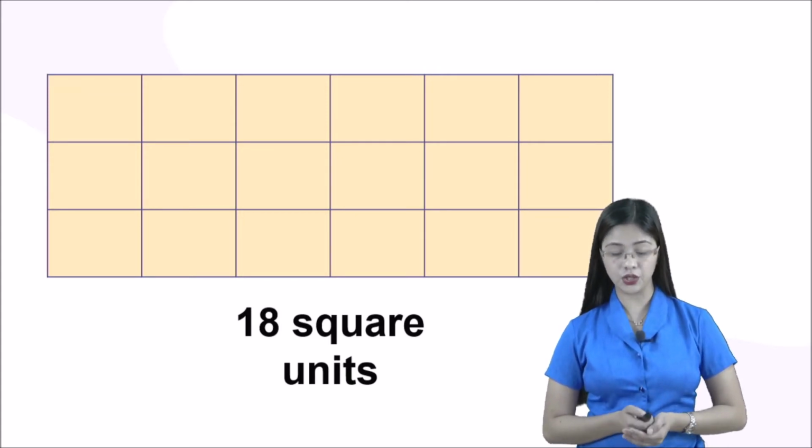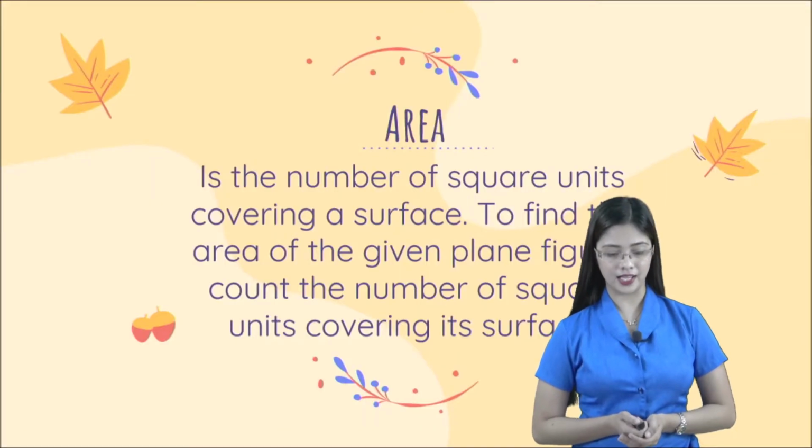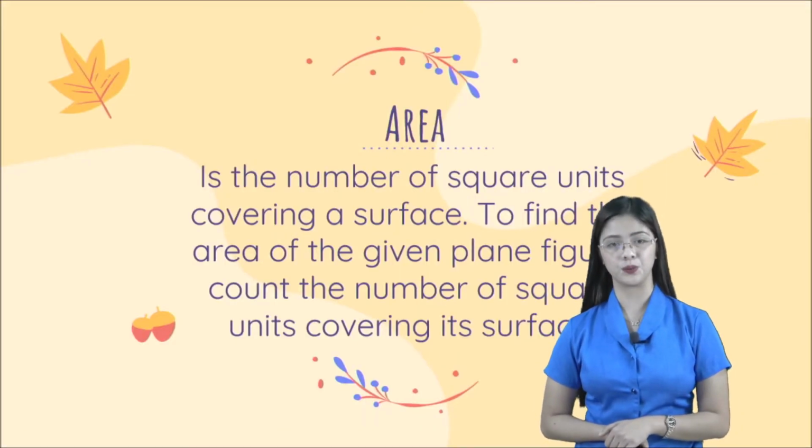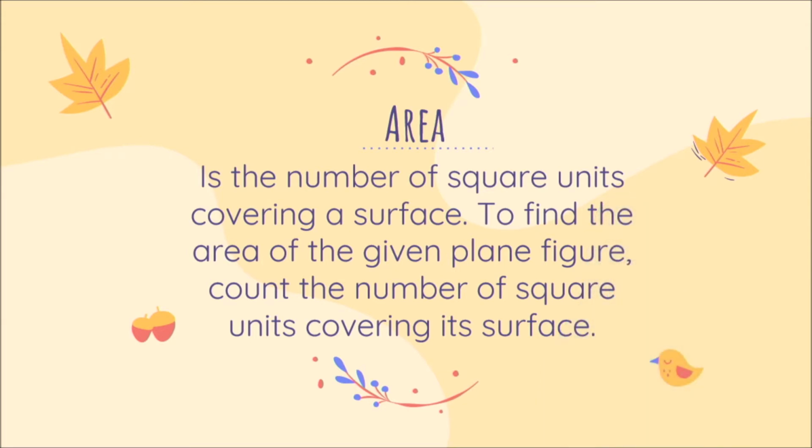But do you know, kids, we have a faster way to get the square units. Instead of counting one by one, let's find out what is the easiest way to do it. So, let's define first what an area is. An area is the number of square units covering a surface. To find the area of the given plane figure, we need to count the number of square units covering its surface. But, just like what I've told you, we have an easiest way to get the square units.